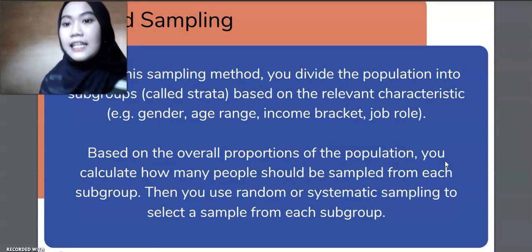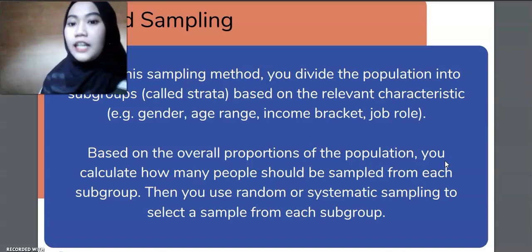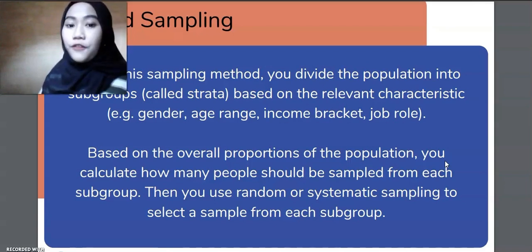And the third is stratified sampling. To use this sampling method, you divide the population into subgroups called strata based on the relevant characteristic, for the example, gender, age range, income bracket, job role. Based on the overall proportions of the population, you calculate how many people should be sampled from each subgroup. Then, you use random or systematic sampling to select a sample from each subgroup.